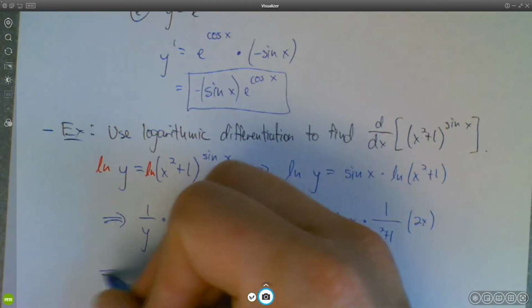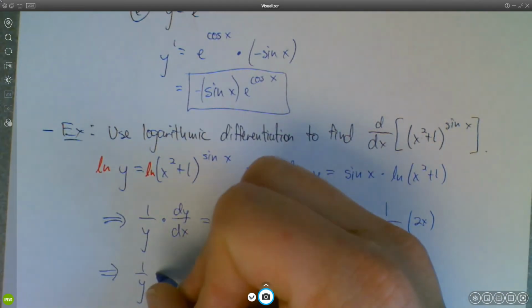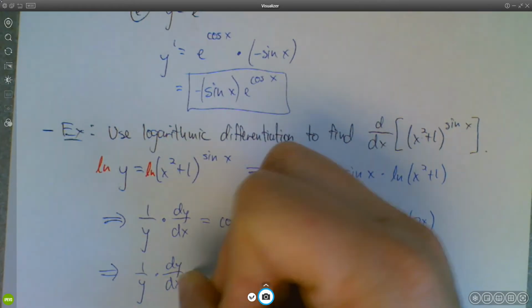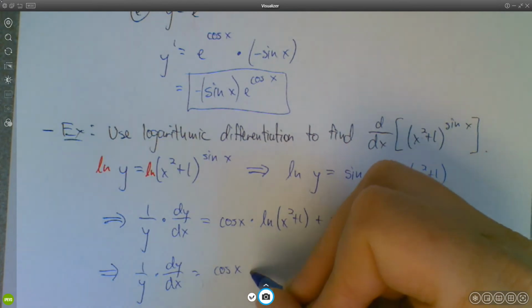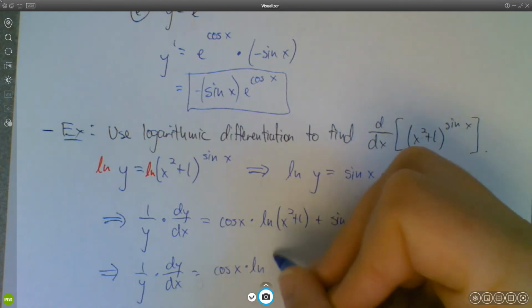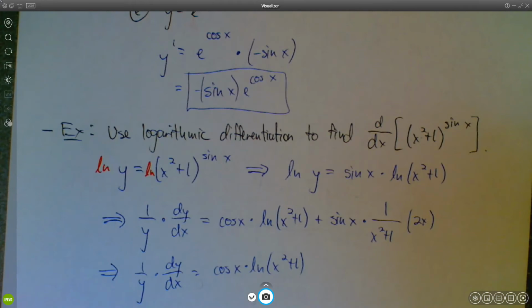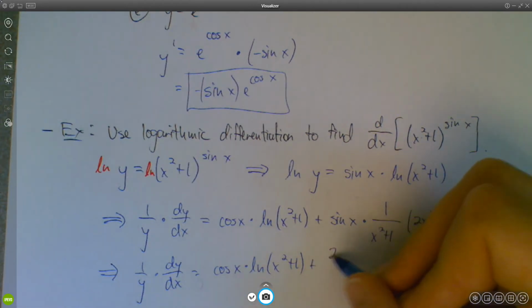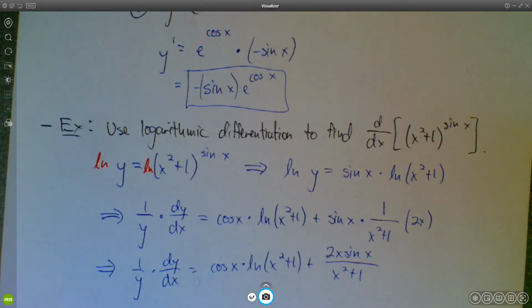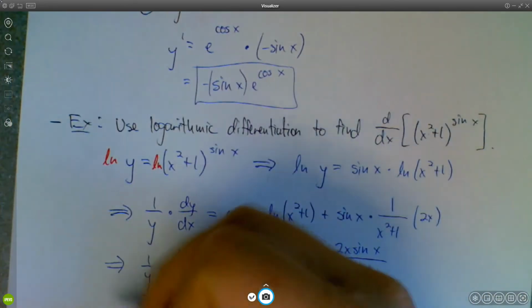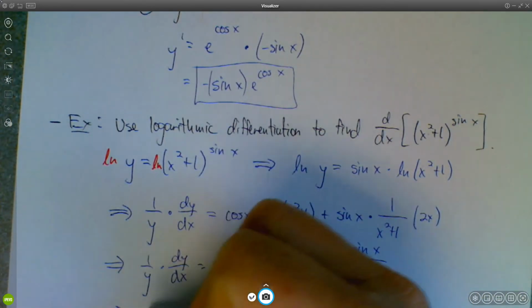Okay, we can clean that up a little. 1 over y times dy dx equals cosine x times ln of x squared plus 1 plus 2x sine x over x squared plus 1. Okay, and then we can multiply through by y to solve for dy dx, right?